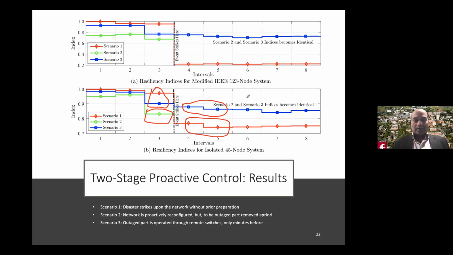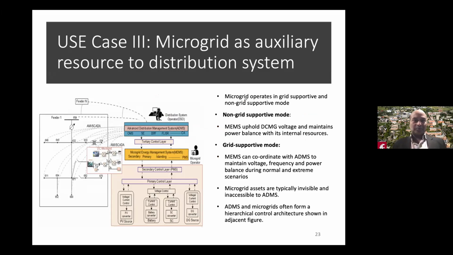So overall, what our concern is the resiliency after the event, and this is much better. So let me talk about the last use case 3, which is using a microgrid as an auxiliary resource to the distribution system. So you have a distribution system, which is modeled by this IEEE system, and then one part of the distribution system is a microgrid. And in this case, we are assuming a small DC microgrid, which has its own management system. And this management system, MEMS, is connected with, or at least exchanging information with, ADMS.